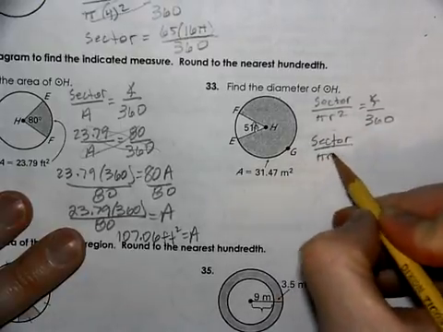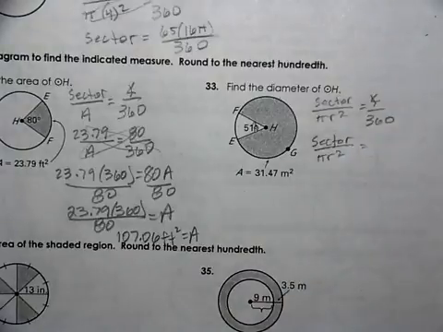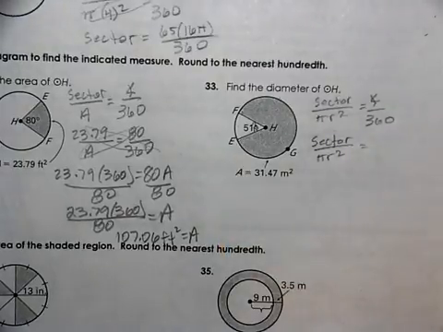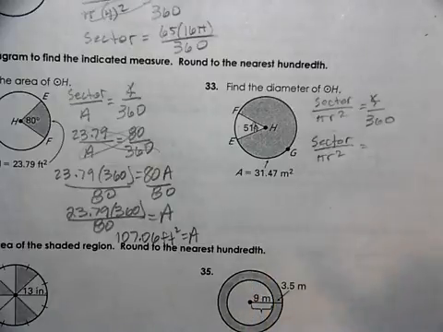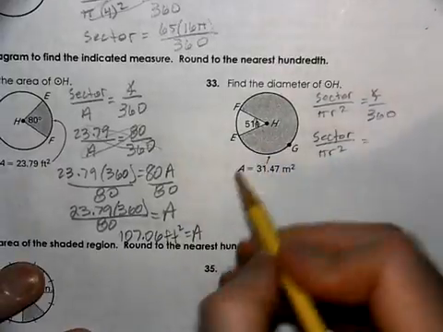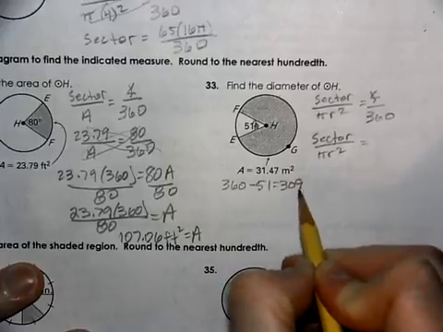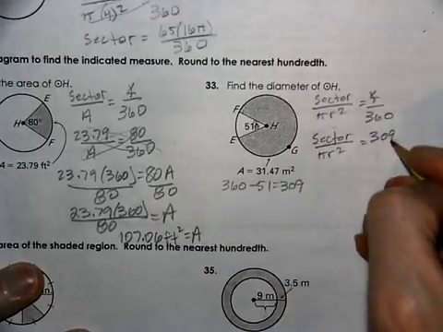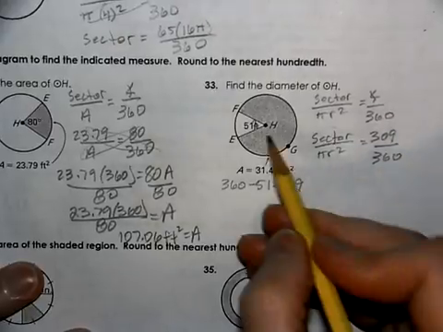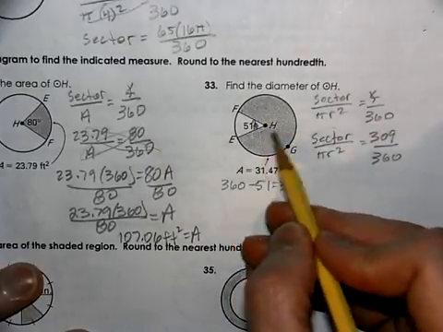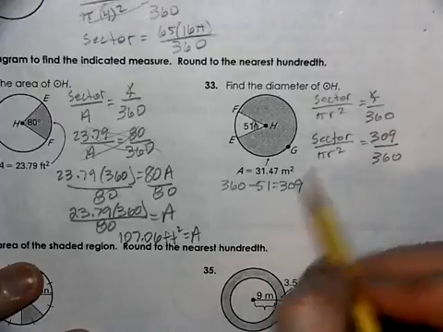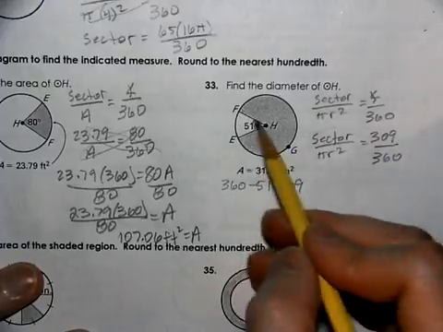Pi r squared. Now the angle, we have an angle here that's 51. If we were going to calculate the area of this shaded region, I need to know the area of this shaded region. So how do I figure out the area of the shaded region? Take 360, subtract the 51 to get 309. So my angle is 309. That tells me that I'm looking for a really big degree value. If I just use 51, then I was looking for a small degree value.